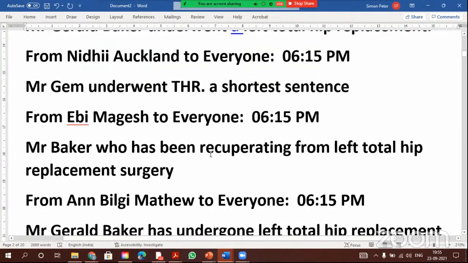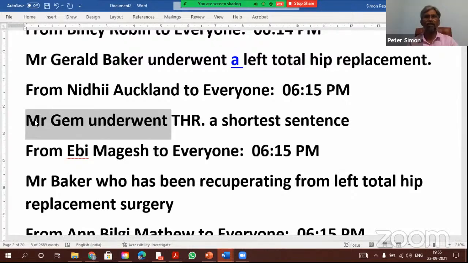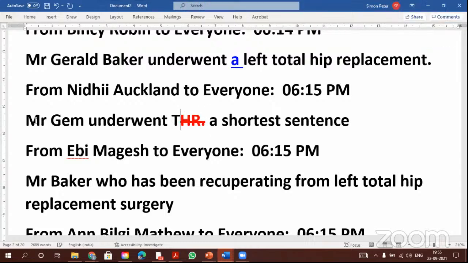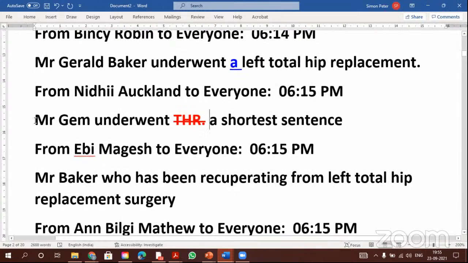Nidhi. Nidhi, are you there? Yes, Mr. Jem underwent THR. What is THR? What do you mean? Total hip replacement. Sorry, what is the spelling of total?